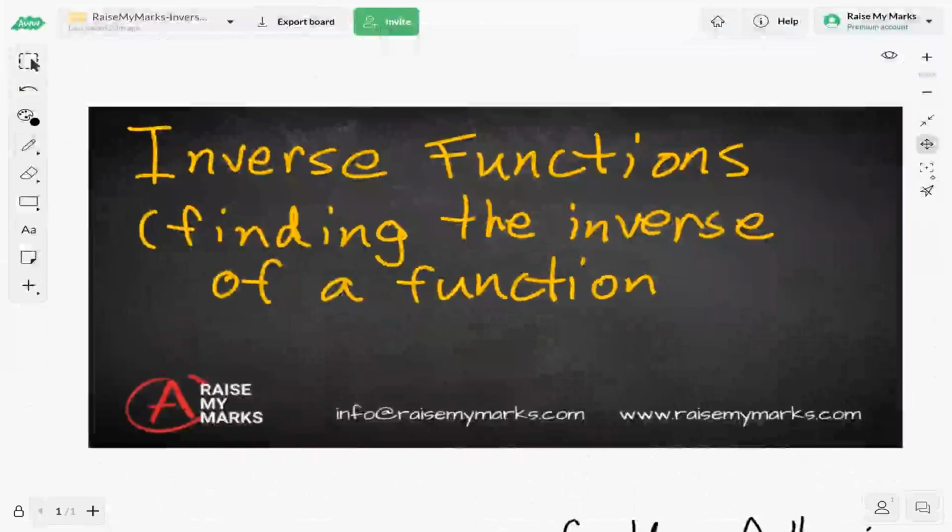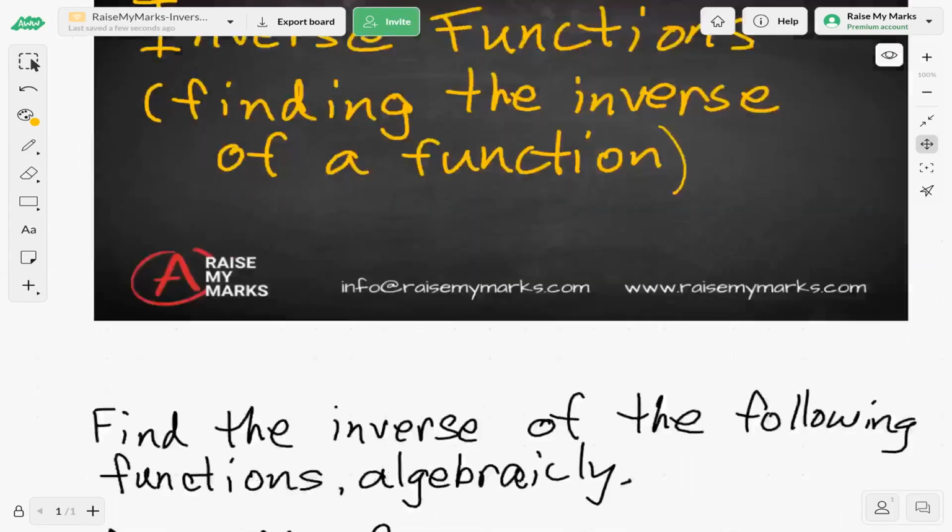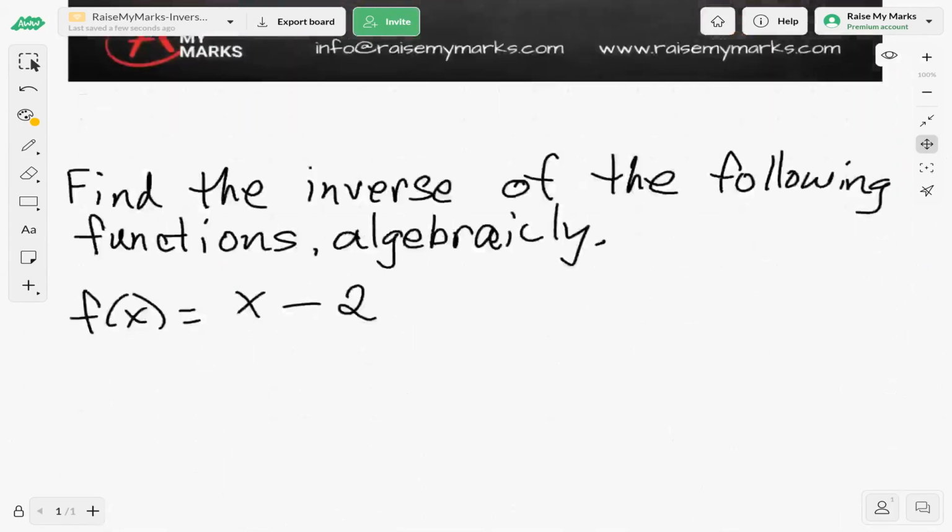So hello again. Today we're going to look at inverse functions, and this time we're going to look at finding the inverse of a function. All right. So let's see how we do that. So we first looked at when a function was one-to-one, and then we looked at restricting the domain of a function. And this was all in preparation to find the inverse of a function and for that inverse that we find to actually be a function itself.